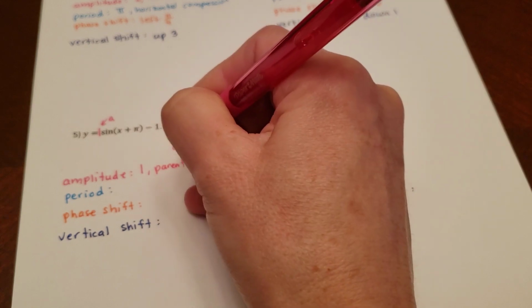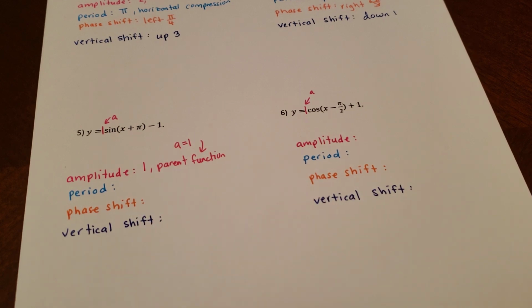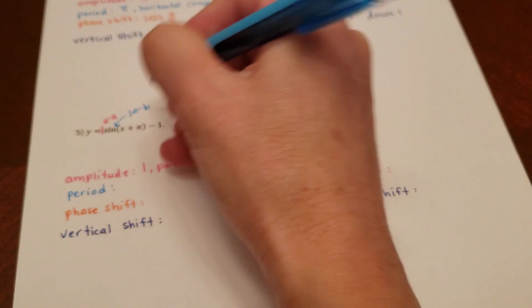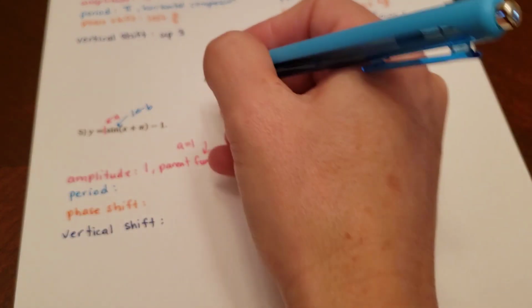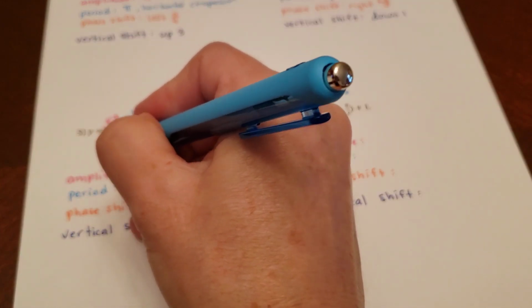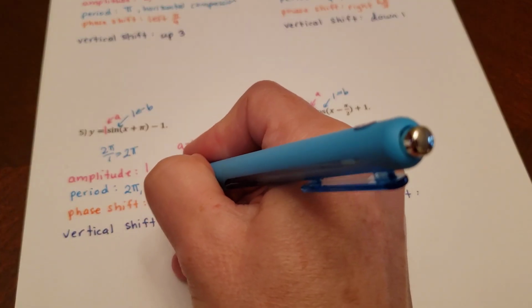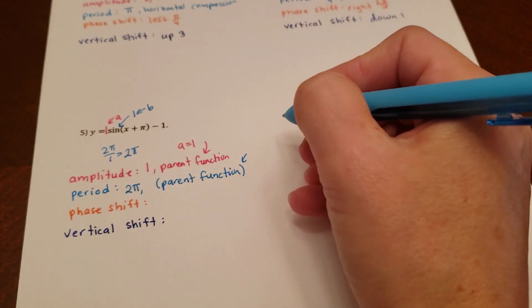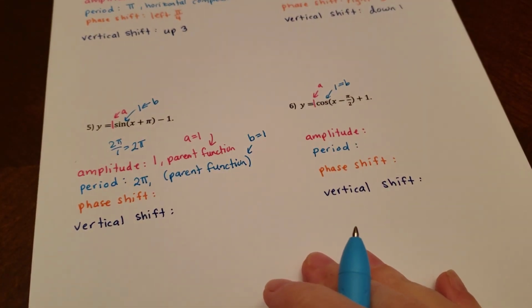So because the a is equal to 1, it's the parent function, so there is no stretch or compression on this graph. And then same thing with the period. There is no number squeezed in the middle here, so your b is going to be 1. Same thing on this one. So if I do 2 pi over 1, that's just 2 pi. And again, that's because this is the parent function. So if your a and b are equal to 1, there's no shift or compression vertically or horizontally. The graph is the parent function, basically.